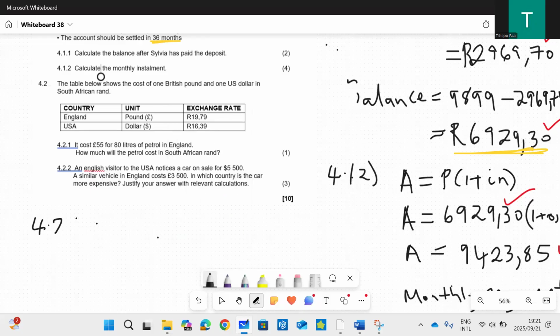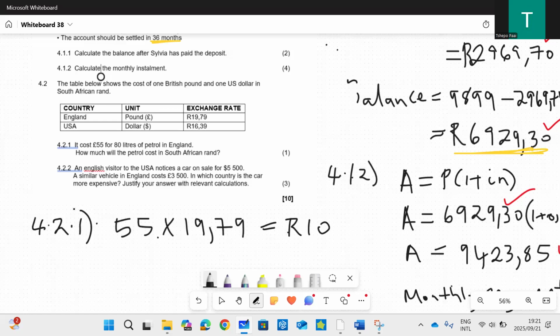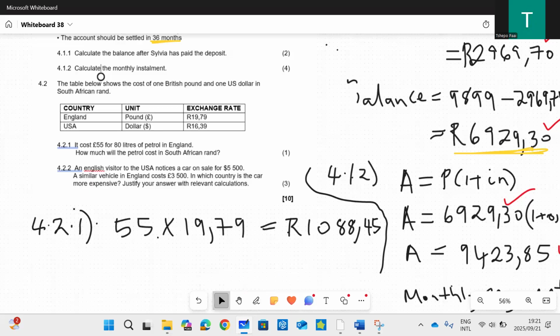All we have to do now is to multiply. 4.2.1. We will just say 55 times 19.79, which will be equals to 1,088 rand 45 cents. So meaning 55 pounds, it's equivalent to 1,088 rand 45 cents. Now let's go to our next question.